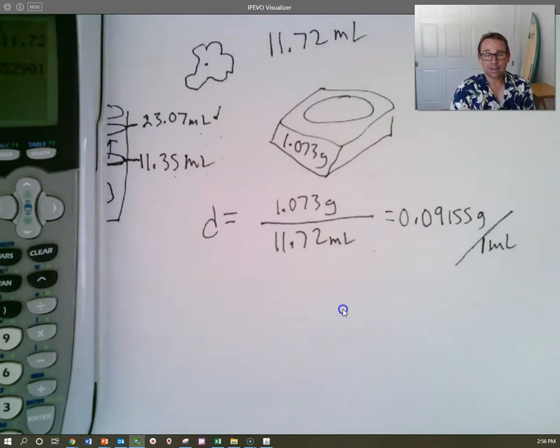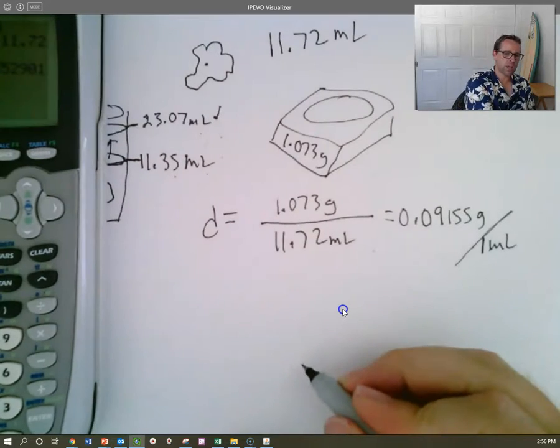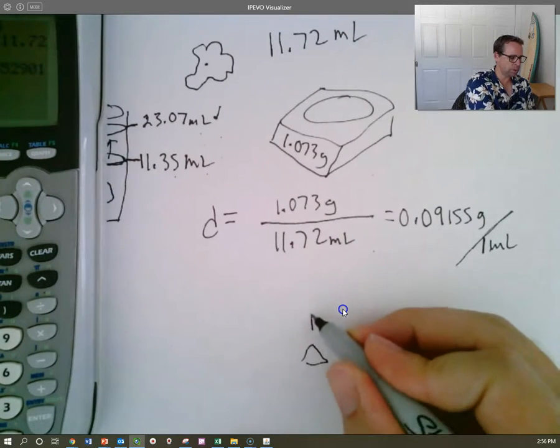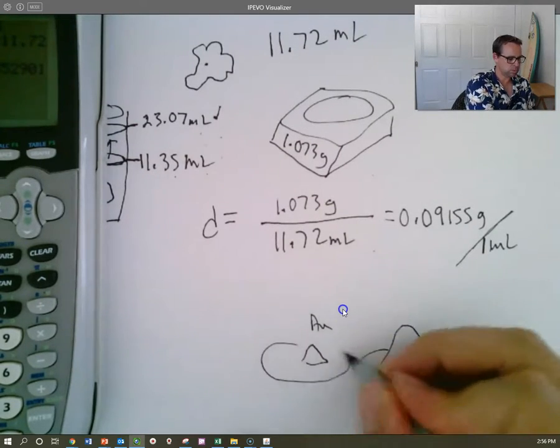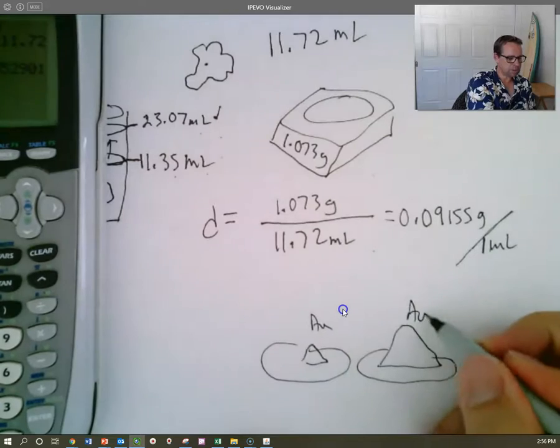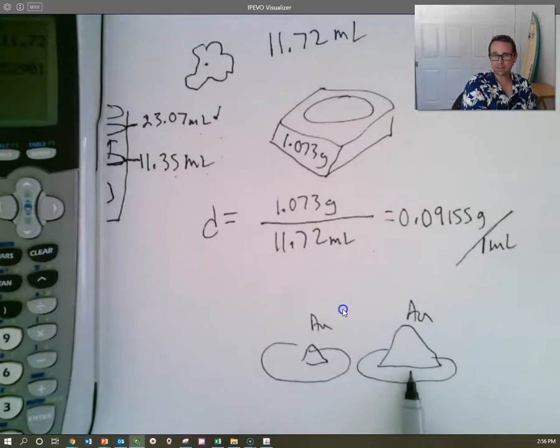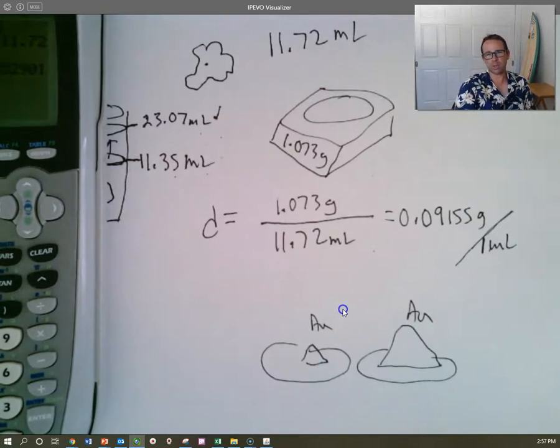Now the density of different materials is different, but if it's the same material, if I have a little pile of some gold here, and I have a bigger pile of some gold, both piles have different masses and both piles have different volumes, but they have the same density. Same density, right? Because density is the ratio of the mass per volume.